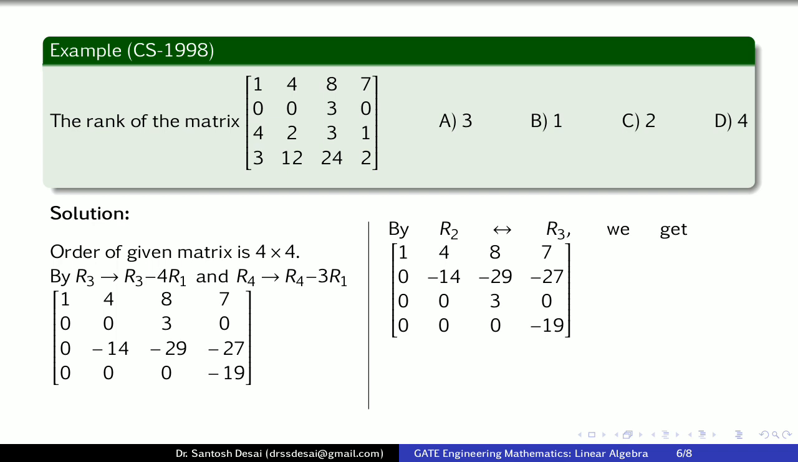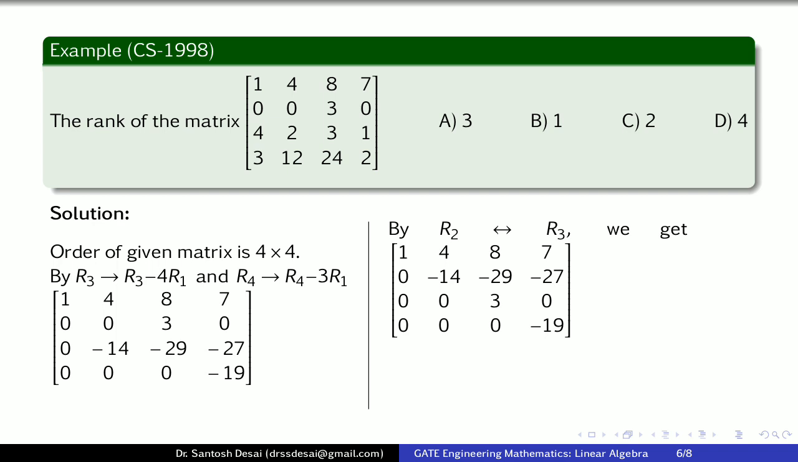Now here one can check that this matrix is in the echelon form. That is, in the first column, below the first element, all the elements are 0. Second row, second element, all elements below are 0. Third row, third element, all below are 0. And there is no element below the fourth row, fourth element.